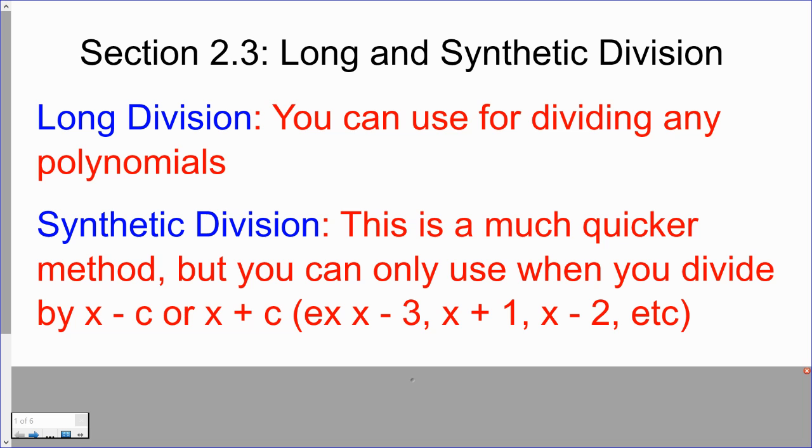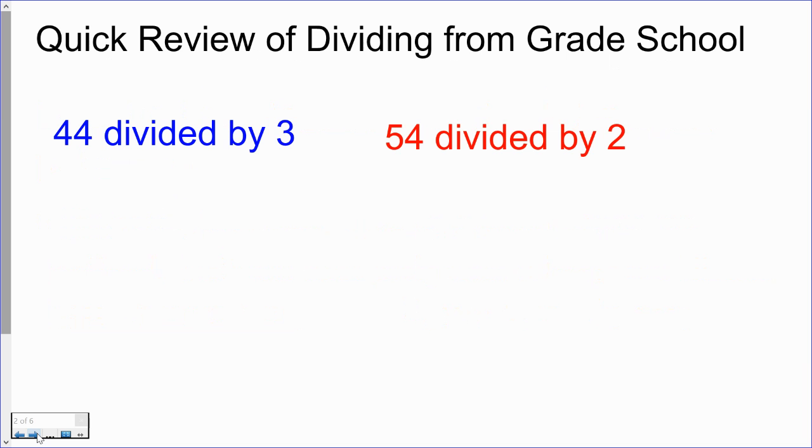Synthetic division, we typically only do when it's x minus c or x plus c. There are ways to do it when it's not like this, but we typically only do it then. So x minus 3, you can't do it if the coefficient in front of x is anything other than a 1. So it can't be negative x, it can't be a 2x. It has to look like x plus a number or x minus a number.